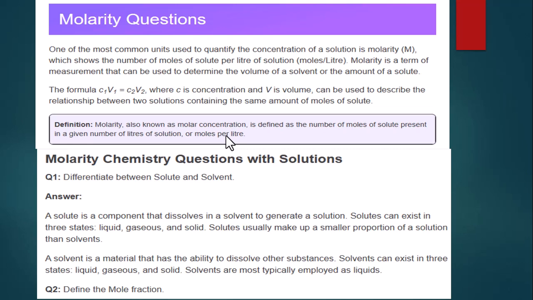So solutes can exist in three states. This substance that dissolves inside of a solvent, we refer to that mixture as a solution. And the very substance that we call the solute can exist in three states. You can have your solute as a liquid, a gas, or a solid. Solutes usually make up a smaller portion of a solution than solvents.